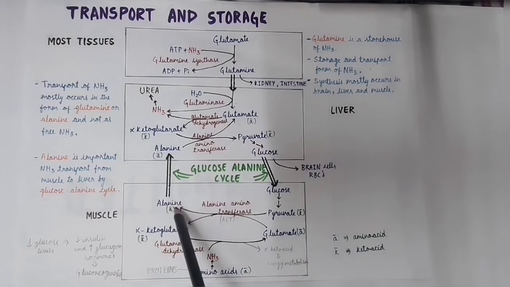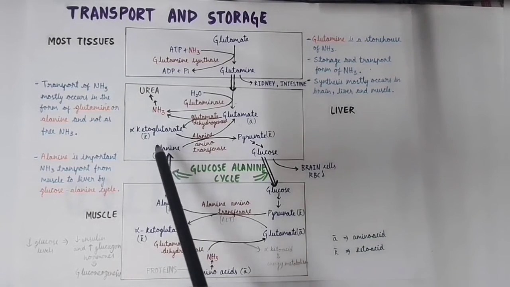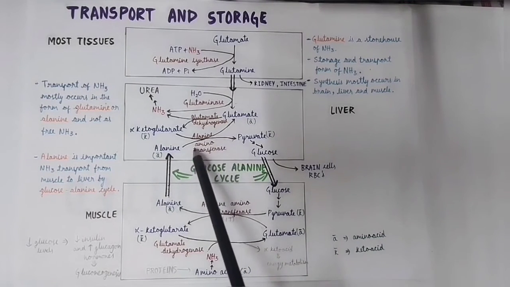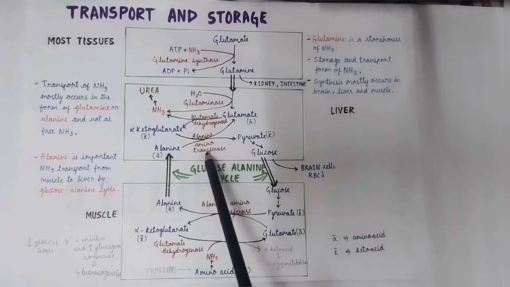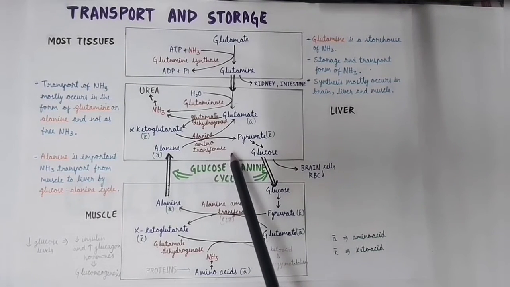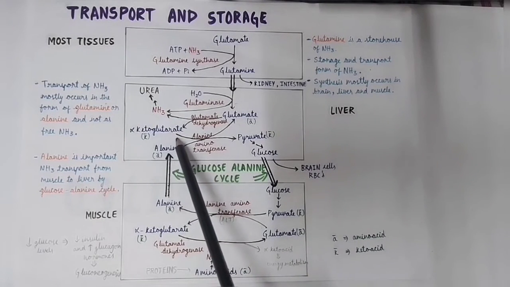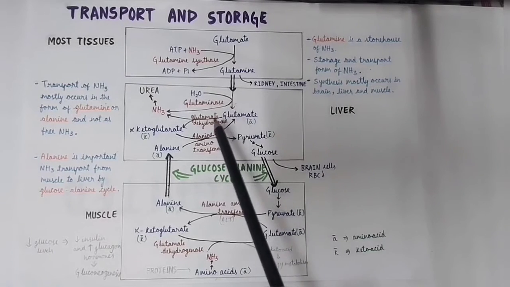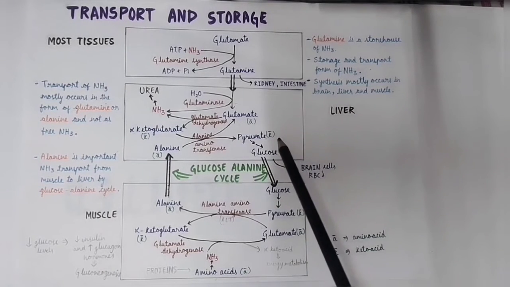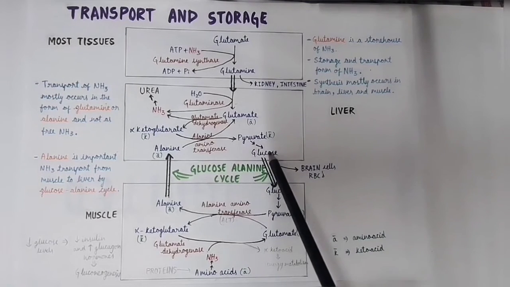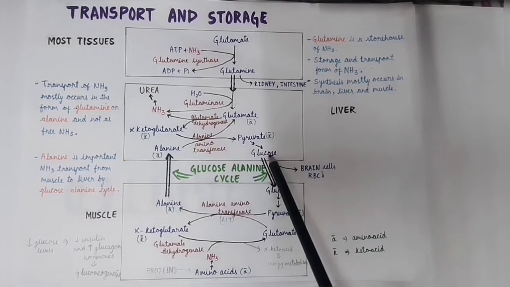Now this alanine moves into the blood from the skeletal muscle and reaches the liver. In the liver, alanine undergoes a transamination reaction which is reversibly catalyzed by the enzyme ALT. Alanine is converted into pyruvate and alpha ketoglutarate is converted into glutamate. In a stressful condition like starvation and fasting, pyruvate is converted into glucose through gluconeogenesis.